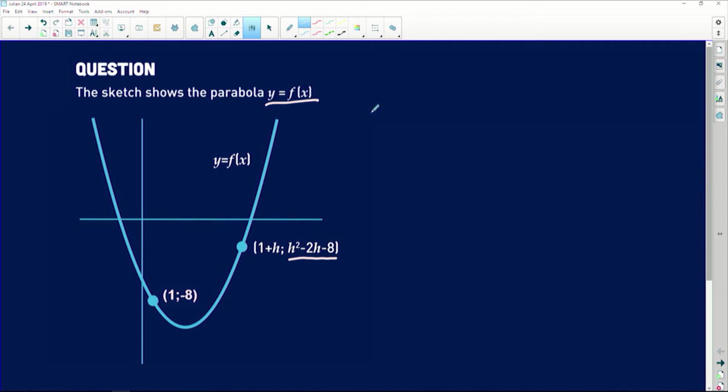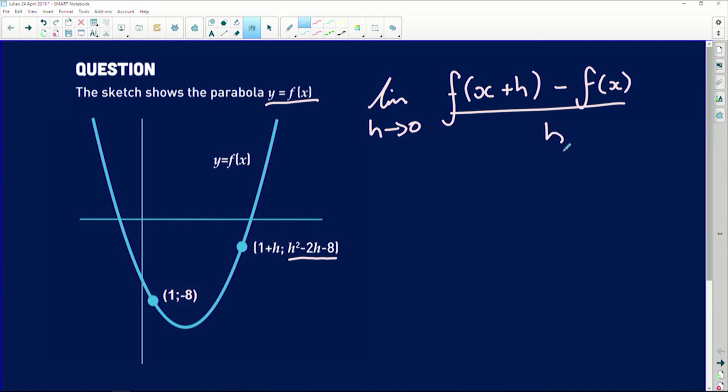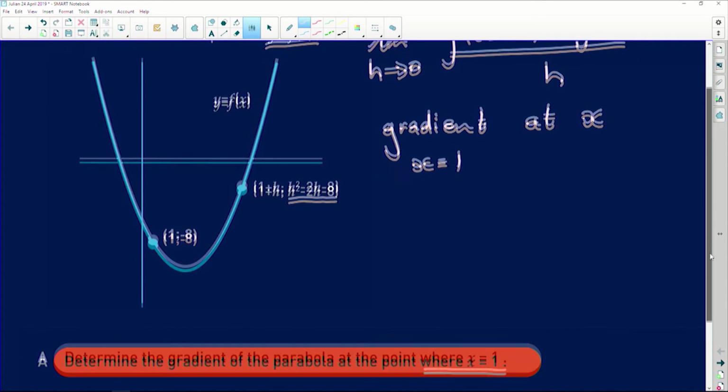If we take the limit as h tends to 0 of our function, remember from the previous first principles we have f of x plus h minus f of x, and we divide all of that by h. So if we take the limit as h tends to 0 of this formula, we actually get the gradient at x, for all values of x. But we don't want all the values of x, we want where x is equal to 1. So let's substitute in what we know.